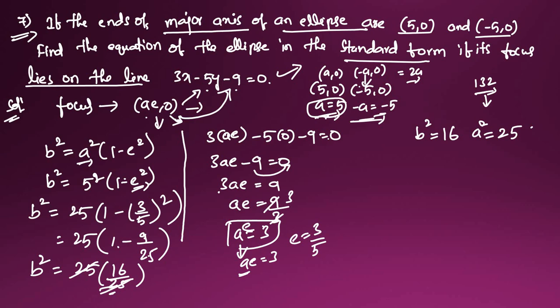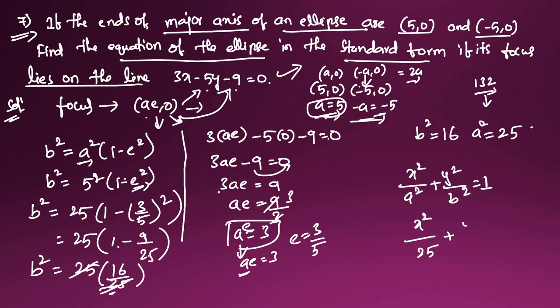So he is asking us to find the equation of the ellipse in the standard form, which means x square by a square plus y square by b square is equal to 1. So in this, x square divided by a square, which is 25, plus y square divided by b square, which is 16, is equal to 1.